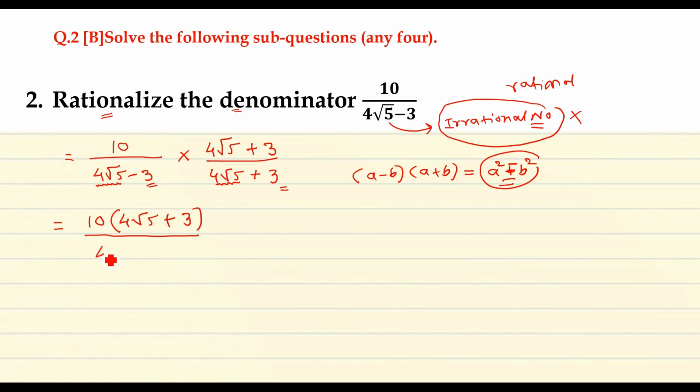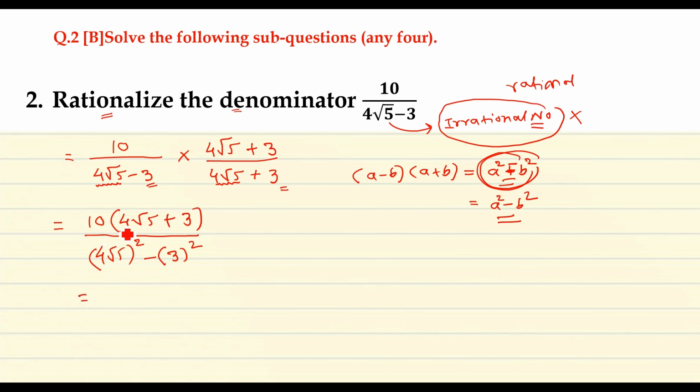So this is 4 root 5. This is A square minus B square. Here I use this formula: A minus B, A plus B can be written as A square minus B square. This is an expansion formula.